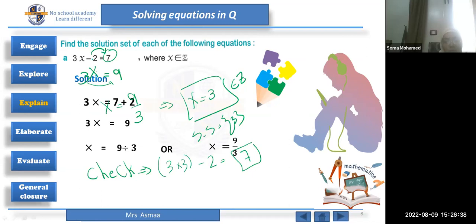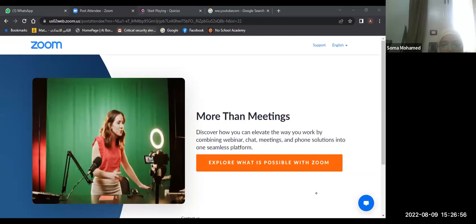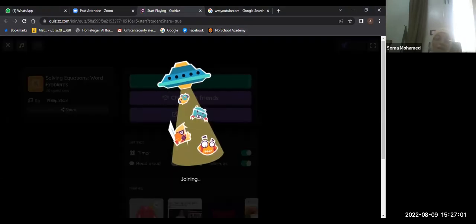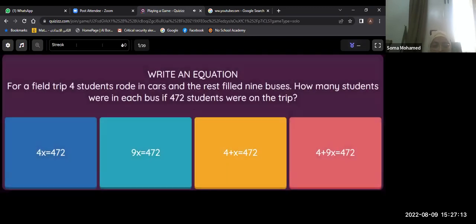Okay, these are the steps for getting the value of x. Let's solve this quiz. One minute, this is the quiz. Okay, I will answer 10 questions only because of the time of the session. Okay, let's start. Number 1. Start. Come on, Sajed. Number 1.